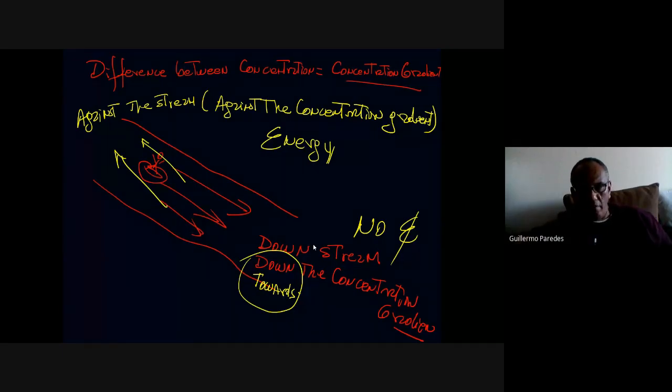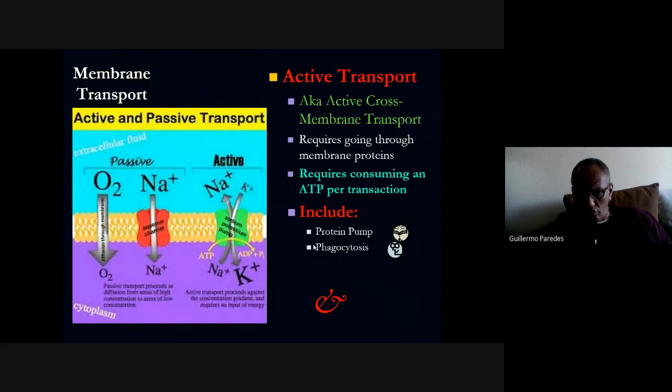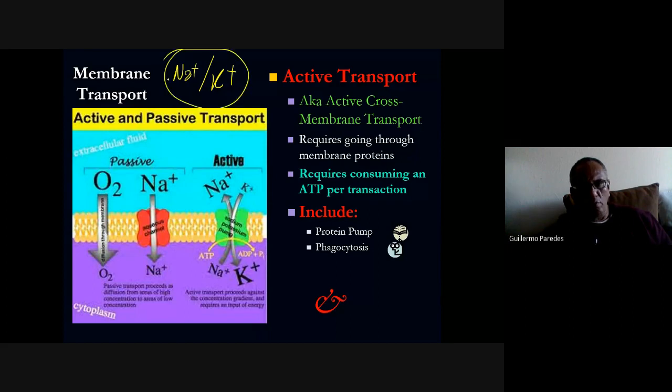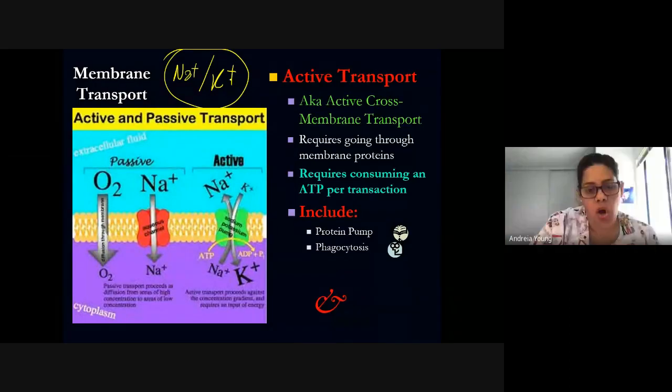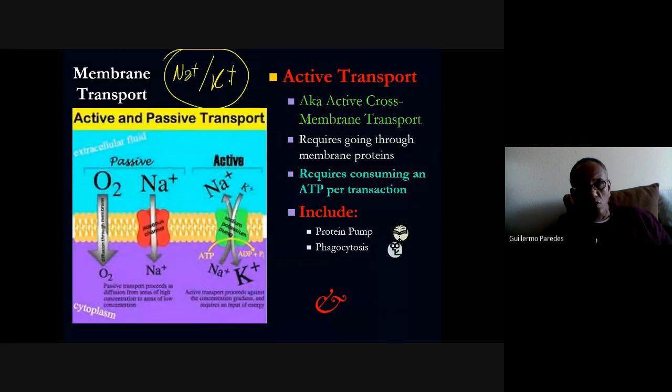So the best example that we are going to have for active transportation is the sodium potassium pump. Without that, we will die. If we don't have this sodium potassium pump, we will be dead. It is important because in a few classes you are going to know that the sodium potassium pump is needed for muscle contraction. You need it for your heart contraction, for smooth muscle contraction, and to have electrical impulses in your nervous system. So sodium potassium is huge.